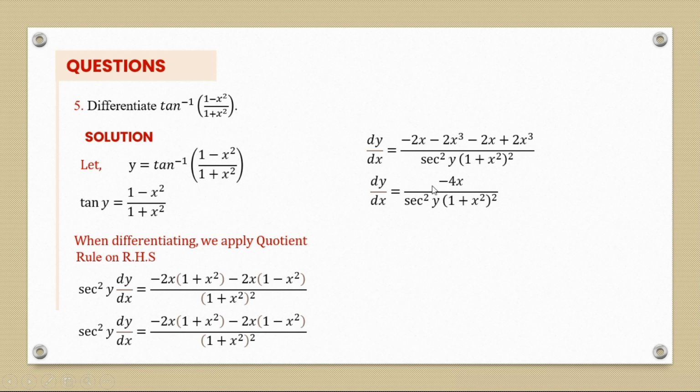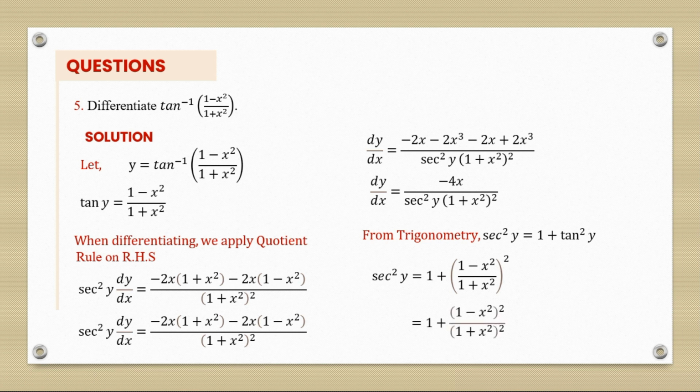Now we need to find the final value of dy/dx, but we can't have this y in our final answer, so we need to find a way of eliminating it. From trigonometry, we know that sec squared y is equal to 1 plus tan squared y. We substitute the value of tan y here, so sec squared y shall be equal to 1 plus that. Then we introduce the square into both the numerator and denominator.